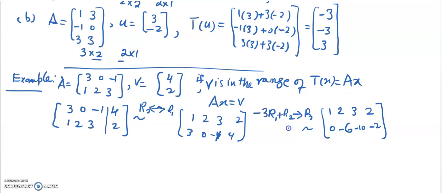So this is the row echelon form. What we can do over here is keep 1 2 3 2, and divide the second row by minus 6, so it will be 0, 1, then 10 by 6 is 5 by 3, and 2 by 6 is 1 by 3.